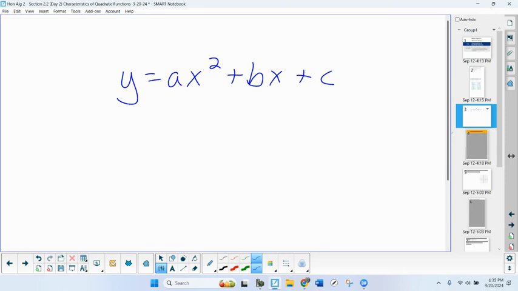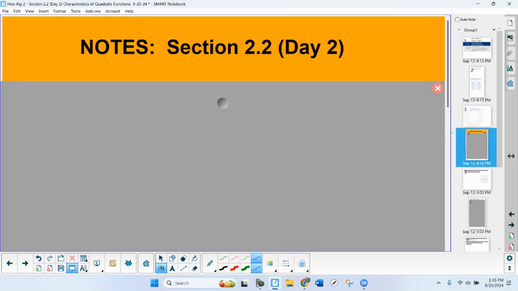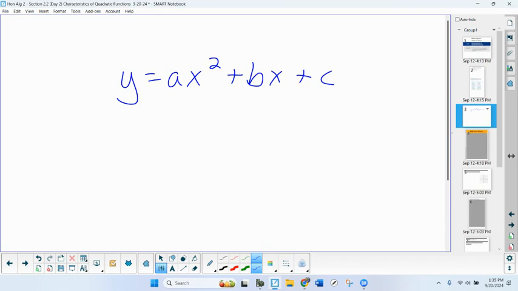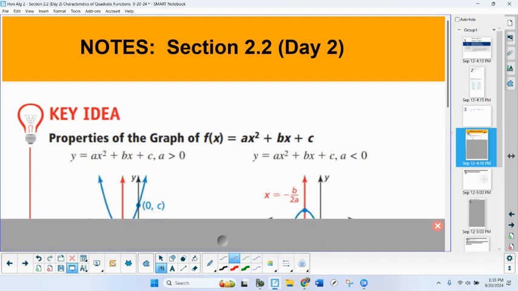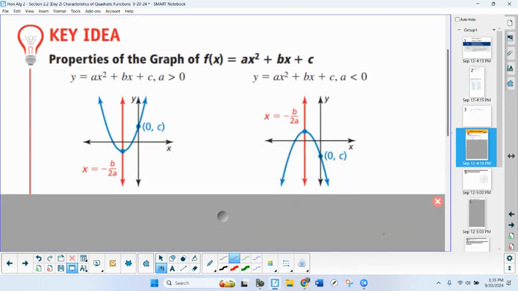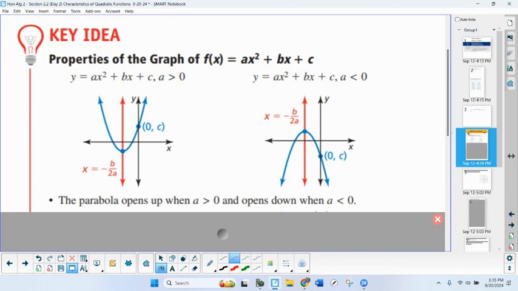Okay, so you might remember from Algebra 1, and this is all on your first part of your notes. If A is positive, what can you tell me about your parabola? It opens up. If A is negative, it opens down. So maybe you remember those two pieces. If A is positive, it opens up. If A is negative, it opens down.